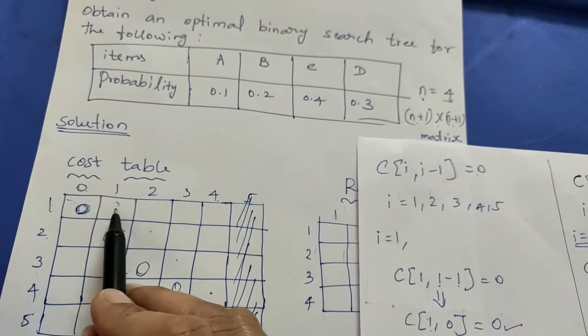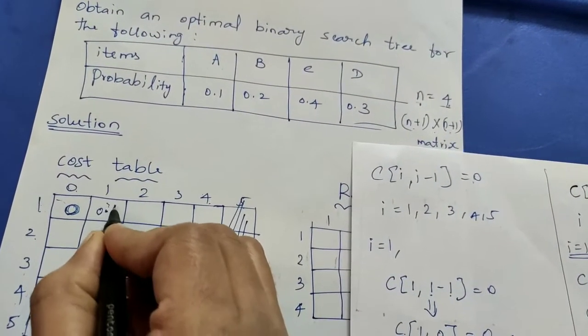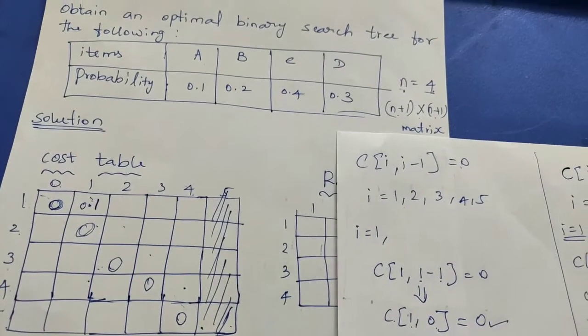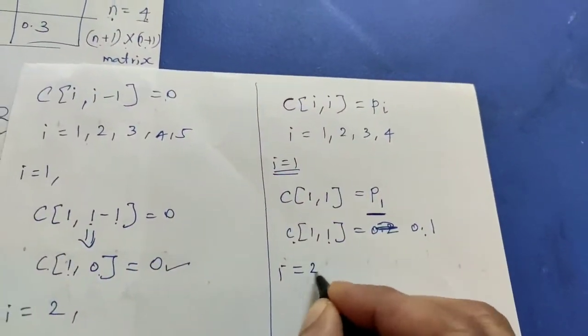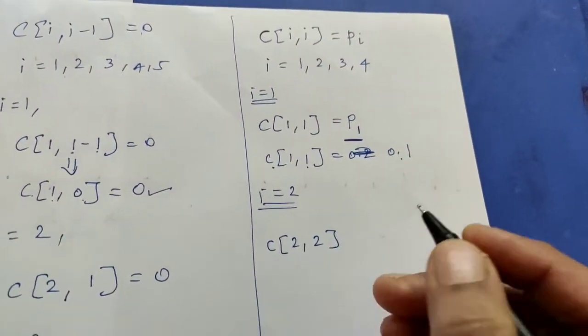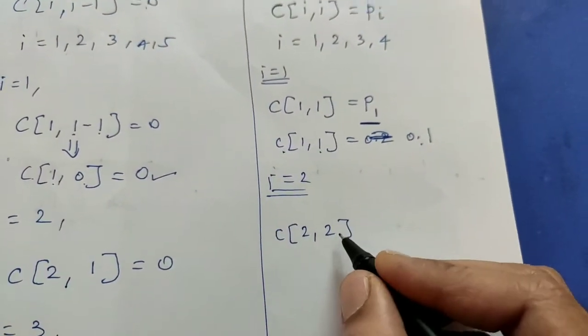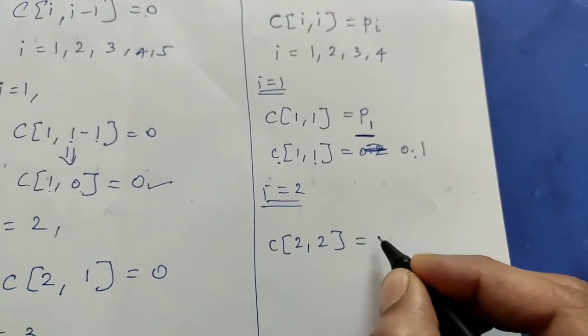Cost of 1 comma 1 should be filled with the probability of the first item. 0.1 I have filled. So next I am just going to consider I value as 2. Cost of 2 comma 2, because I value is 2. So I have written 2 comma 2.